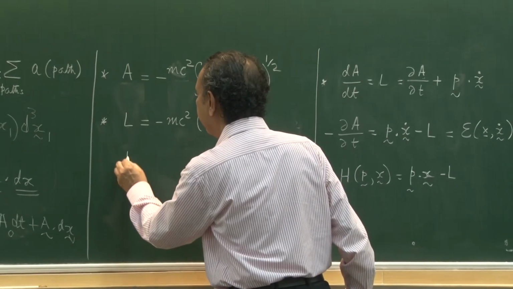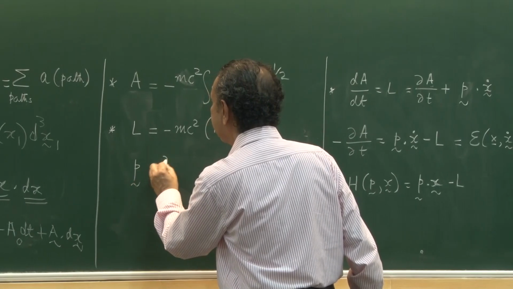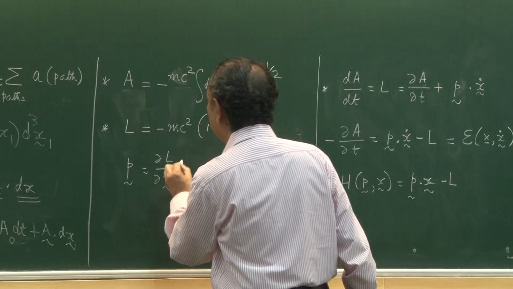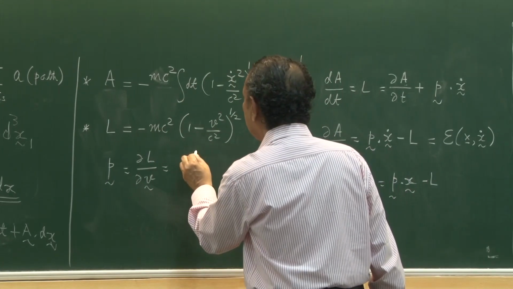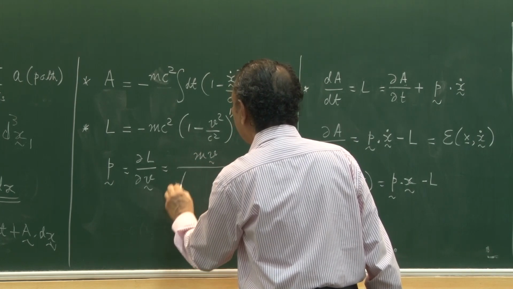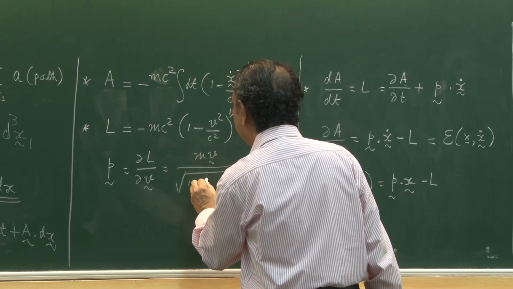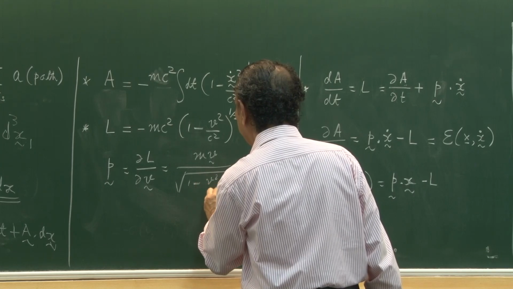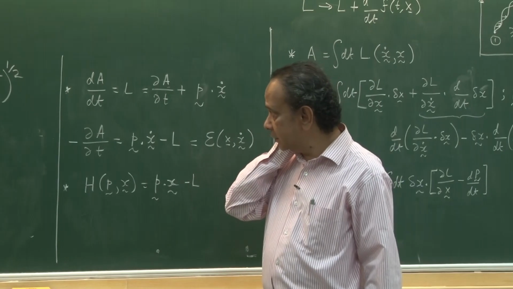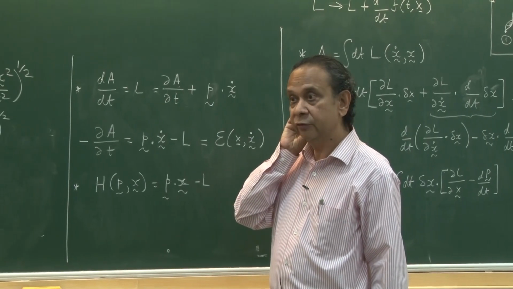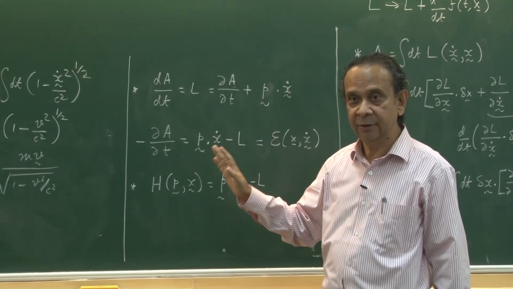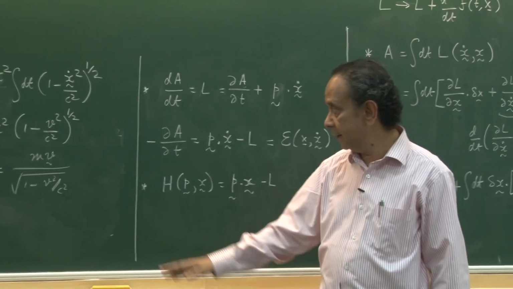So, here if you compute p, which is dL with respect to dx dot, which is dL with respect to dv, you can do the algebra, you will find that this is mv divided by root of 1 minus v square by c square. Now, again this is a good time to correct if somebody has told you at some stage, God forbid, that mass increases with velocity. Mass does not increase with velocity. Mass is always a constant, it is m.